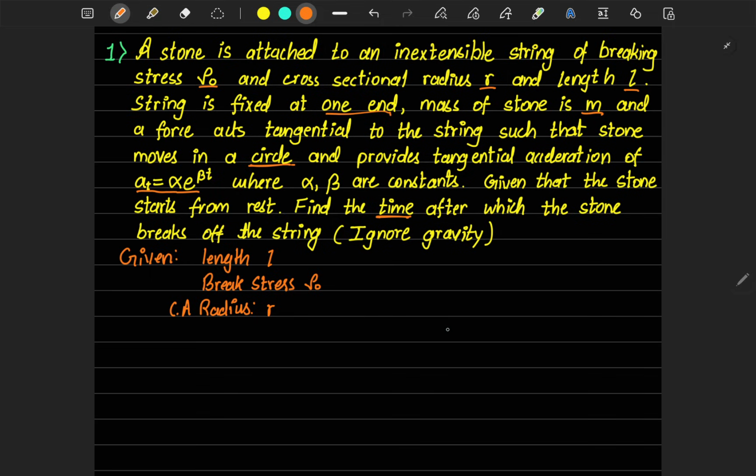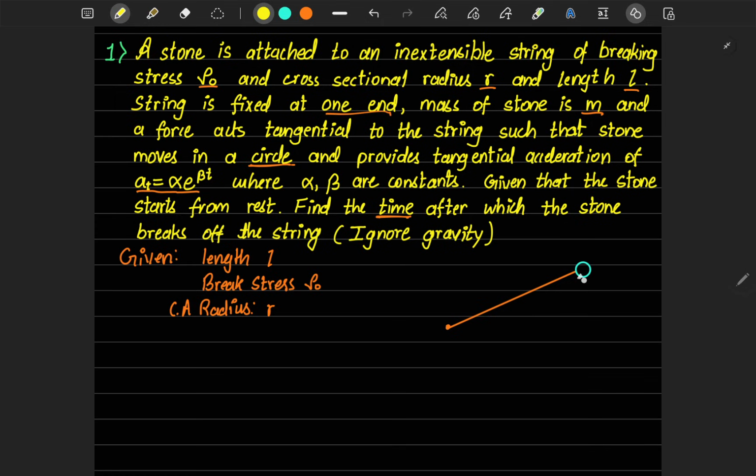We can start by drawing a diagram. So let this be the pivot point and we'll draw the string. So this is our string. Let this be our stone. So first thing we'll do is we'll make this a free body diagram. We'll note down all the forces on the stone.